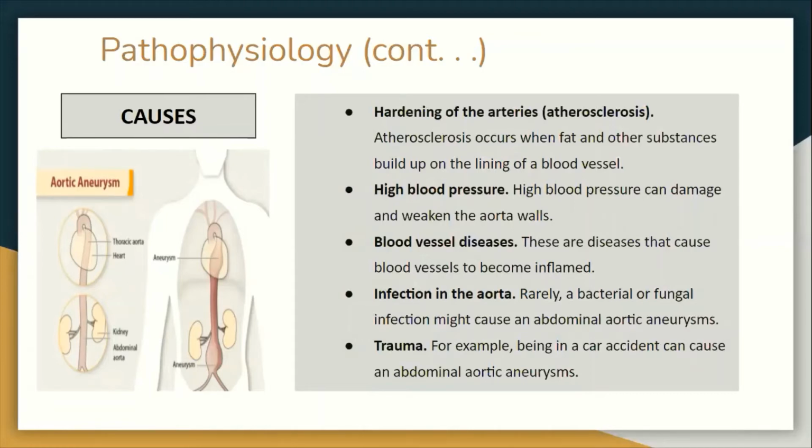Having a blood vessel disease can also cause this disease, because there are diseases that can cause the blood vessel to become inflamed. Next, infection in the aorta. A bacterial or fungal infection may cause an abdominal aortic aneurysm. And the last one is trauma. For example, being in a car accident can cause an abdominal aortic aneurysm.